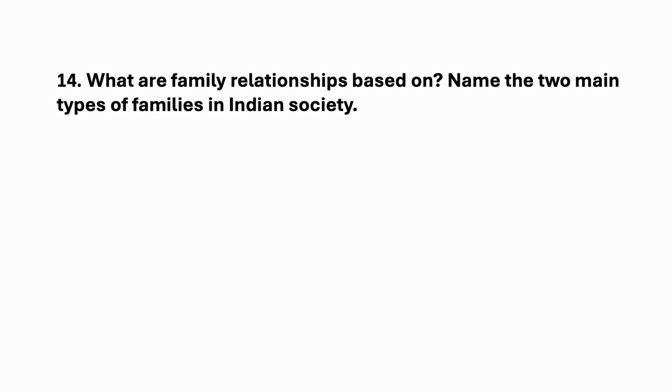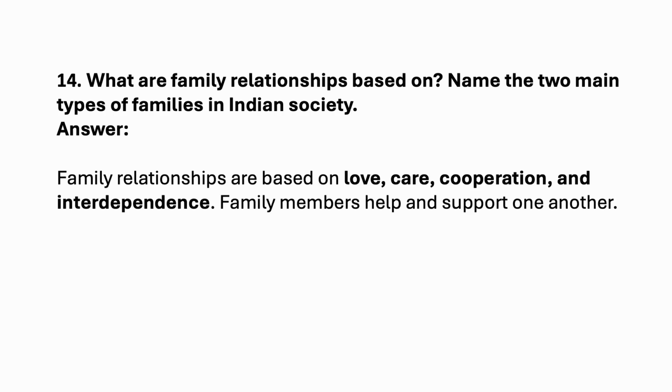Next one, what are family relationships based on? Name the two main types of families in Indian society. Family relationships are based on love, care, cooperation, and interdependence. So, family members love and care for one another, they look after each other during times of need. Everyone works together and shares responsibilities. Then, family members help and support one another.